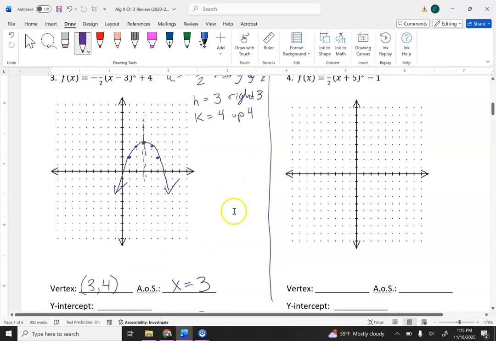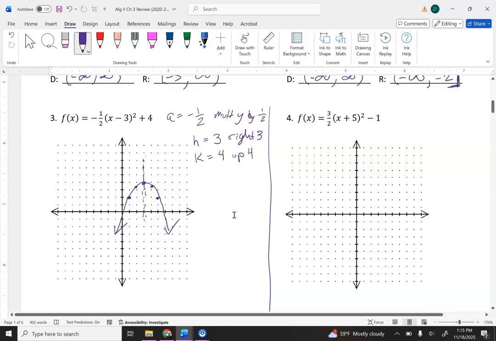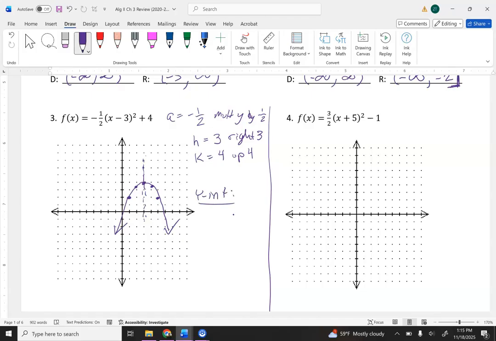Now, we actually didn't have to get the y-intercept in order to graph it. But to find the y-intercept, all you have to do is plug in 0, right? So even though it's not easy like the standard form up above, you just plug in x equals 0 and you solve it out, and you can still get the answer. So that would be -1/2 times (0 minus 3) squared, and then plus 4. So 0 minus 3, that's going to be -3. -3 squared is going to be a +9.